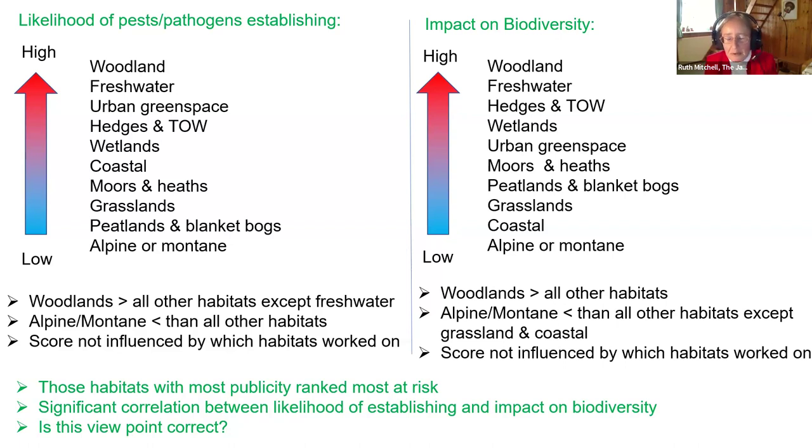For example, moors and heathlands didn't have as many pests and pathogens that could establish in them on the risk register as woodlands, for example. But the impact on biodiversity could be as great as in woodlands or greater, particularly if something did start to cause a decline in heather or vaccinium, or if in a reed bed you got a pest or pathogen that started impacting some of the reed species. So I think we need to be a bit careful about separating out the likelihood of a pest or pathogen establishing versus the wider impact on the biodiversity.